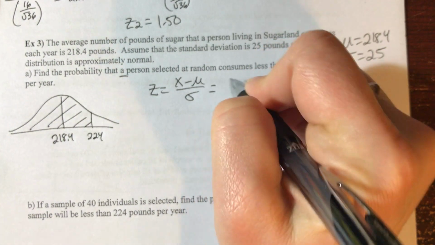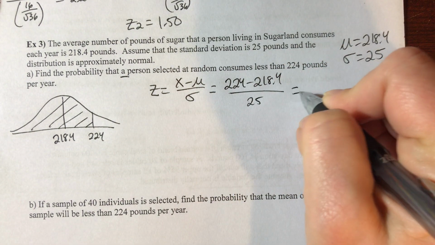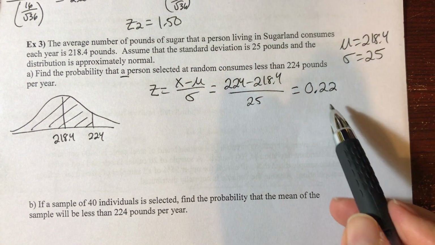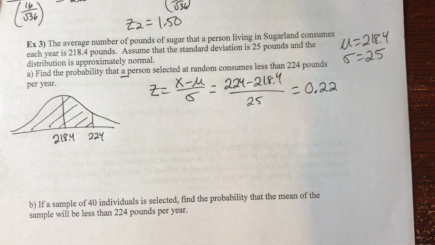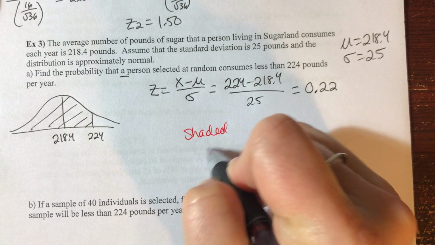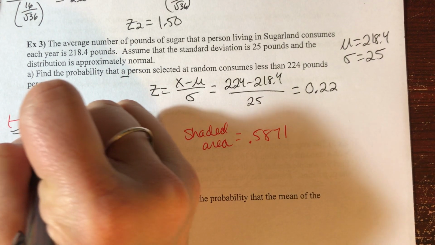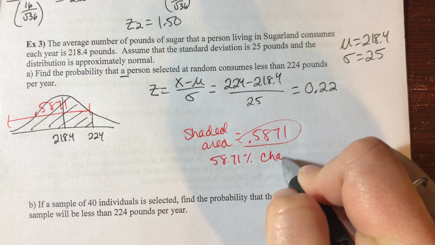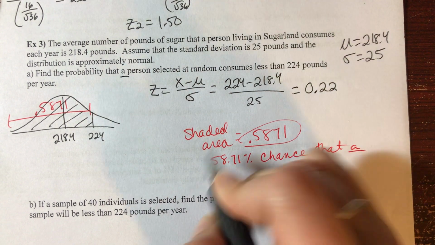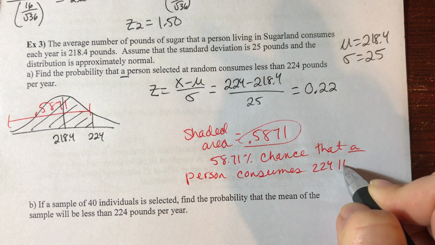All right, so when we plug in our numbers, 224 minus 218.4 over 25, we get 0.22. Be careful, that's not our area, that's not our answer, that's not probability, that's the z-score. So you need to look up your z-score of 0.22, and when you do that, you get a shaded area equal to 0.5871. So this area here is 0.5871. Okay, or a 58.71% chance that a person consumes less than 224 pounds of sugar per year.